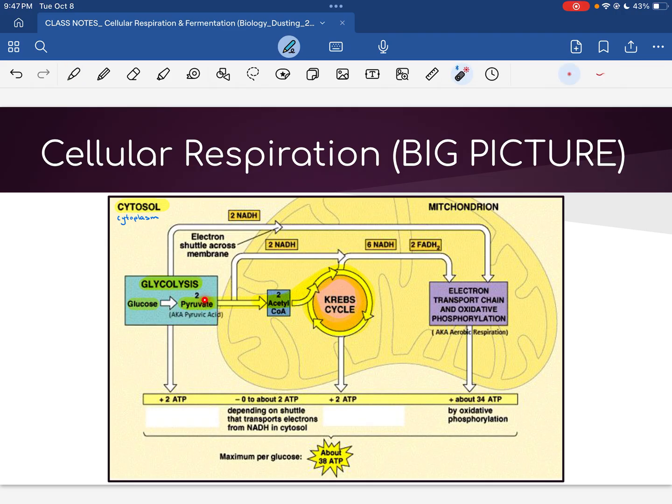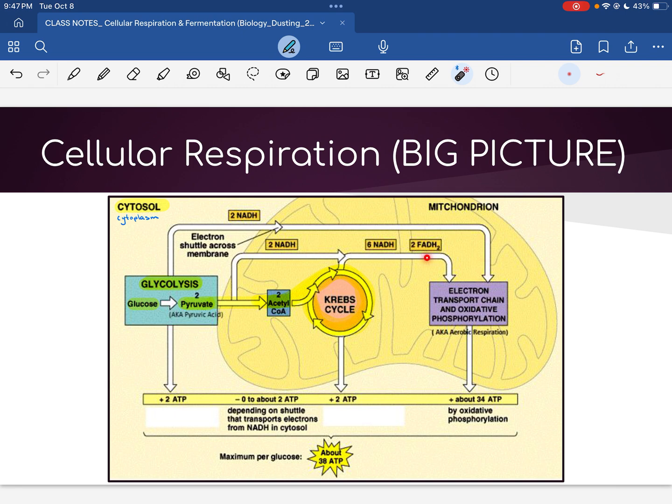Glucose is being changed into 2 pyruvates. Those 2 pyruvates move into the matrix of the mitochondria where the Krebs cycle occurs. In both of these processes we're making some ATP. Glycolysis makes a couple ATP and the Krebs cycle makes a couple ATP. But mostly they're making these electron donors called NADH and FADH2, and those are moving over to the electron transport chain.